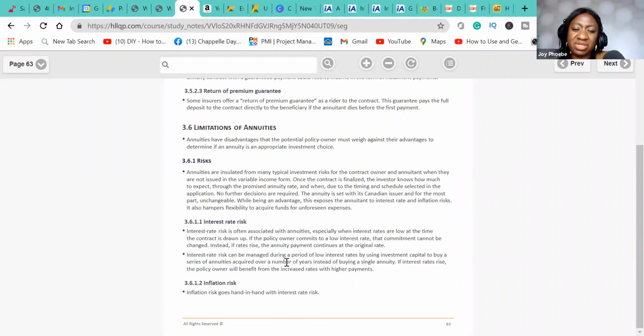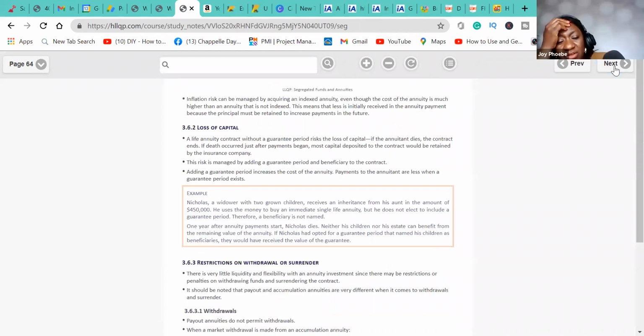Interest rate risk. Interest rate risk is often associated with annuity, especially when interest rates are low at the time of the contract. Exactly. Let's say the interest rates were 2% when you sign the contract. Now interest rate is 5%. You can't take advantage of the high interest rate anymore because you're already in the contract, right? Then we also have inflation risk. Inflation goes hand in hand with interest rate. So most likely when interest rate is high, inflation is likely to be high as well, and that tends to reduce the purchasing power of your money.